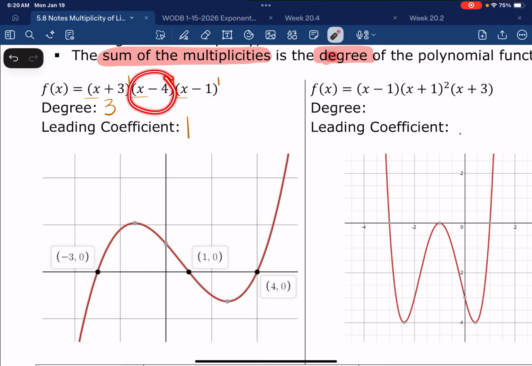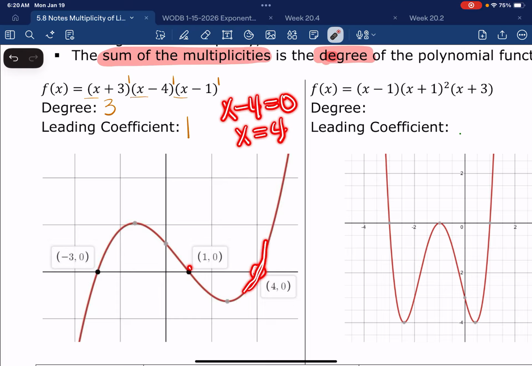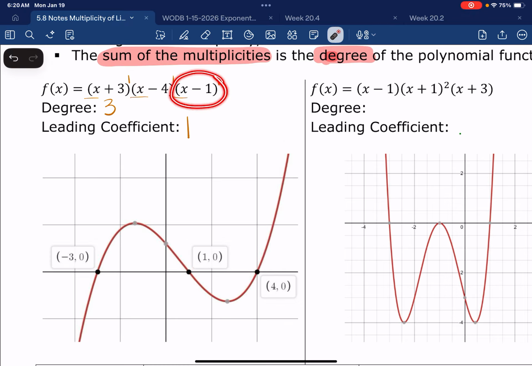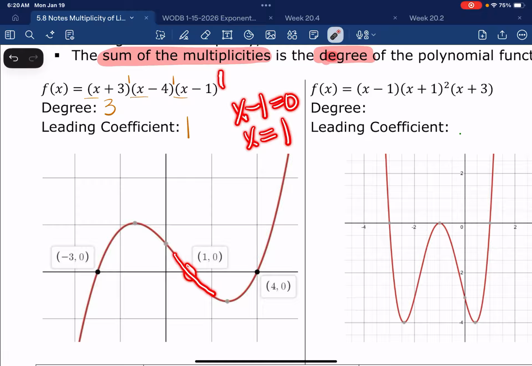Okay, then we take x minus 4. Set x minus 4 equal to 0. We solve and we get x equals positive 4. So we see right here our graph crosses the x-axis at positive 4. So we have a 0 there, and it's crossing because our multiplicity is, again, odd. Then we have x minus 1. If you set that equal to 0 and solve, we get x equals positive 1, which of course is this 0 right here. And because its multiplicity is odd, the graph is crossing through the x-axis.